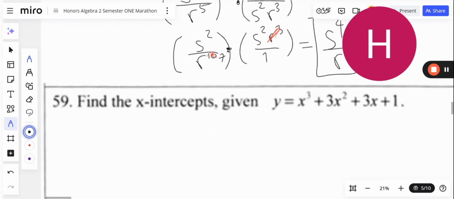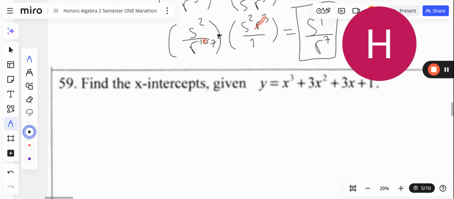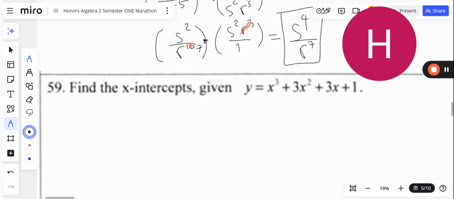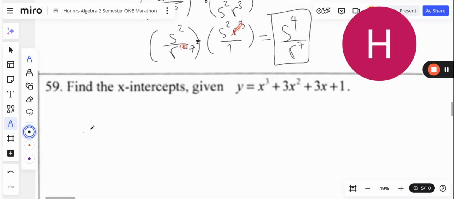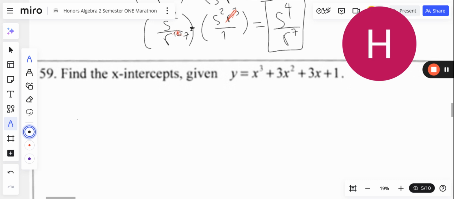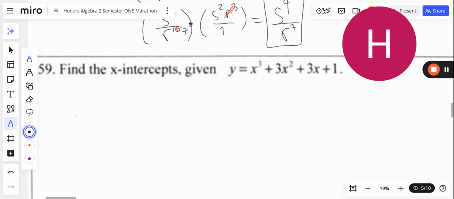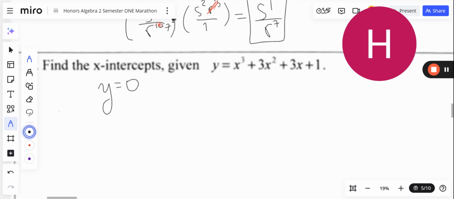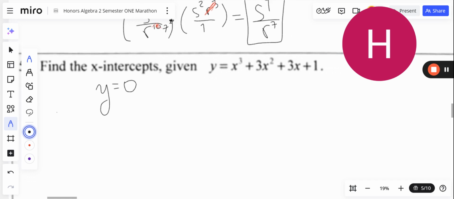All right, let's keep it trucking. So we're just going to find the x-intercepts. This is usually not too bad of a process. It kind of just depends on how you group it. They're giving us this equation, which is a cubic equation. And so if we want to find the x-intercepts, remember that that means y is equal to 0, right? Okay.